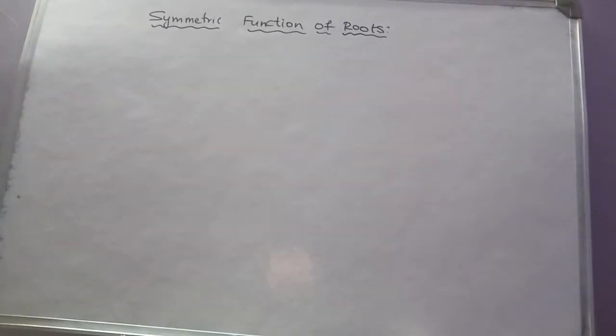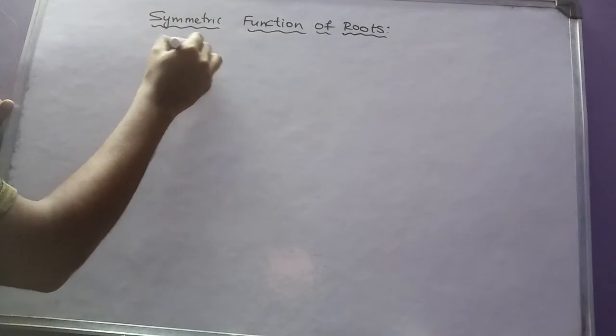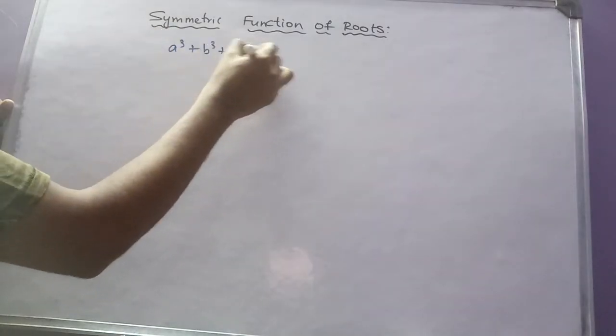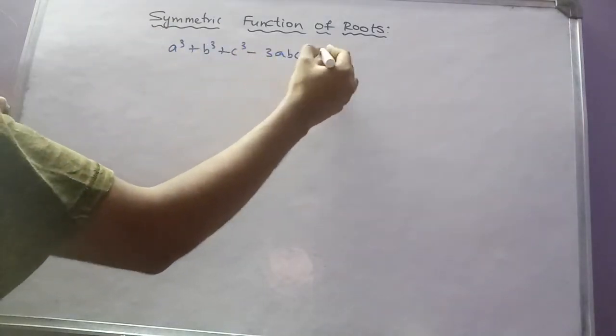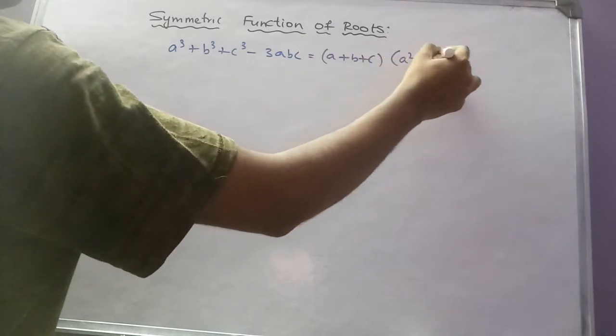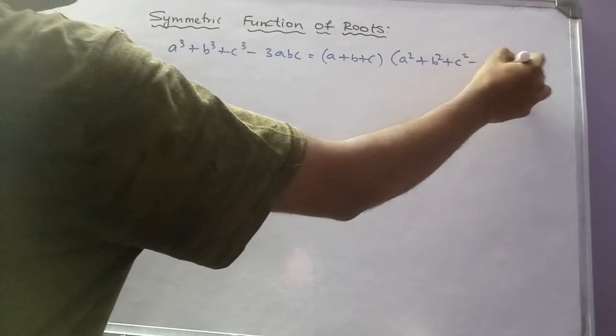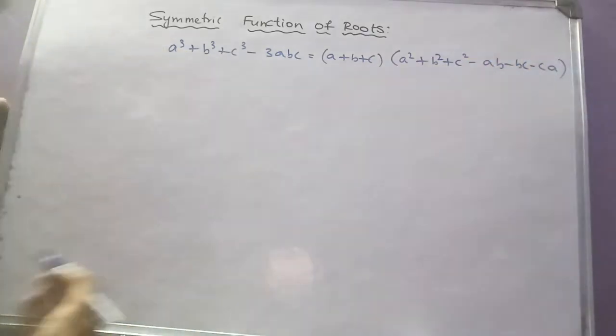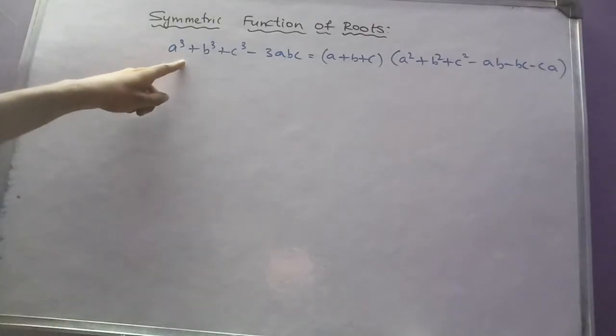So to find what is summation of alpha cube, first of all you should know this formula that you have learnt in polynomials chapter of 9th standard. Do you remember that a cube plus b cube plus c cube minus 3abc is equal to a plus b plus c into a square plus b square plus c square minus ab minus bc minus ca? You should remember this formula.